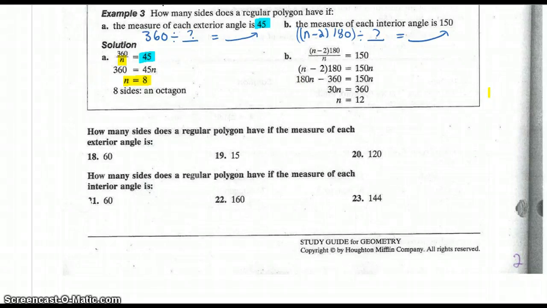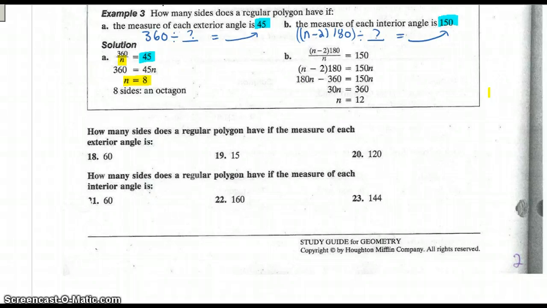So remember, in letter A, I'm taking 360 and asking myself what can divide into 360 evenly and give me 45. Now in letter B, it's not so simple. We don't have a specific number like we do for our exterior angle sum. We do, however, have an equation for our interior angle sum. So we have to ask ourselves the question, what divided into the total sum of the interior angles of this polygon will give me 150.